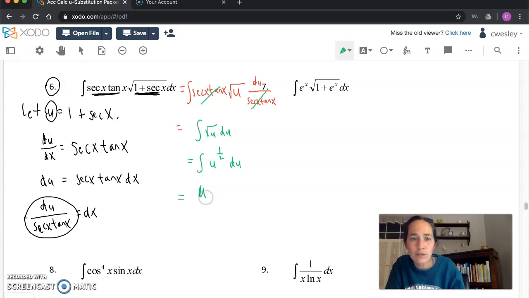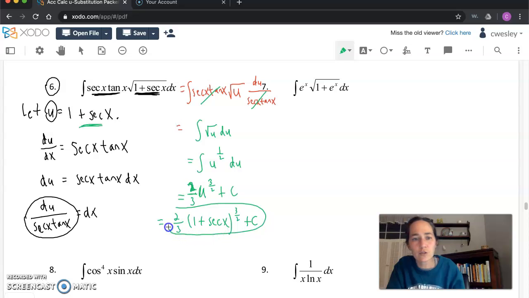U is going to be raised up to the 3/2 as long as you divide by 3/2. So we'll multiply by 2/3, the reciprocal, plus c. And then last step, plug back in from your original substitution. So we'll make it 2/3, 1 plus secant of x to the 3/2 plus c. And that one is finished.